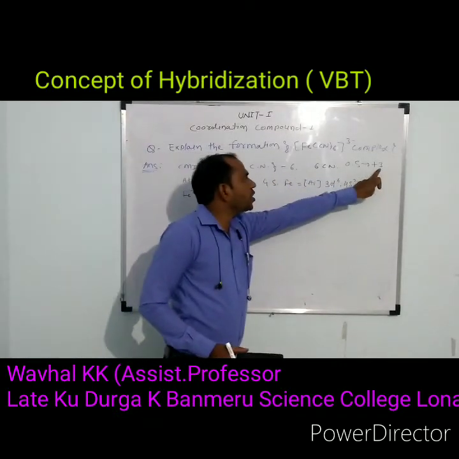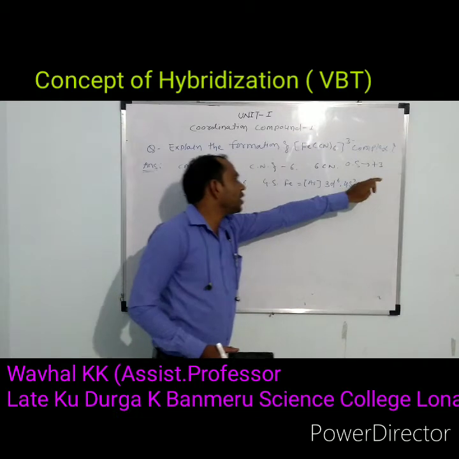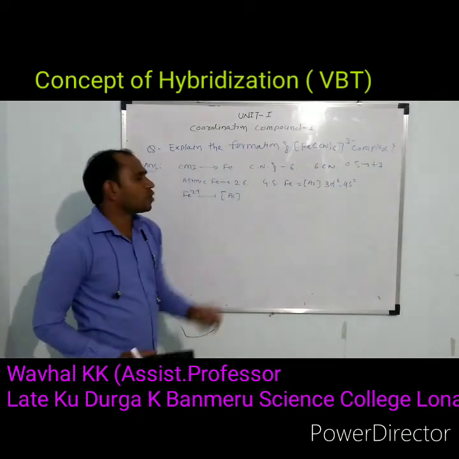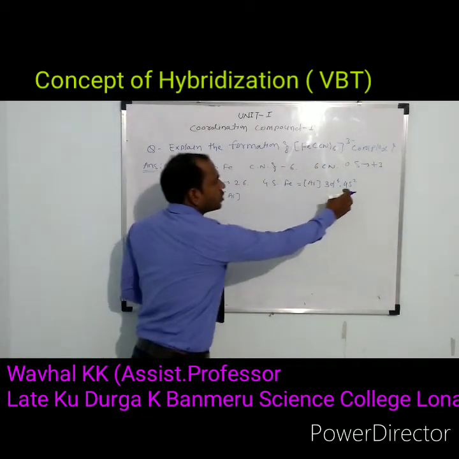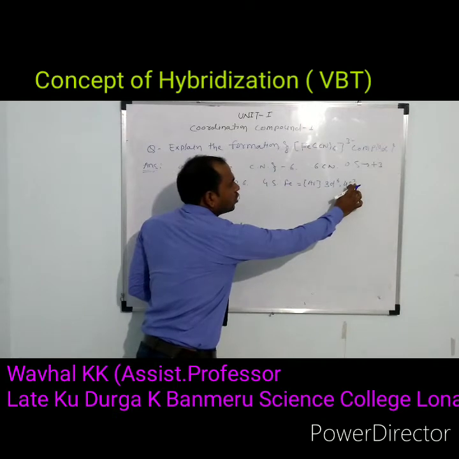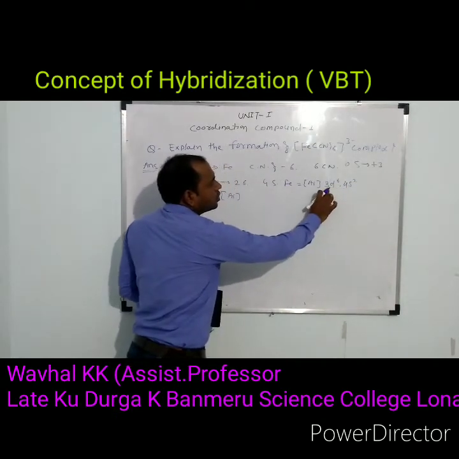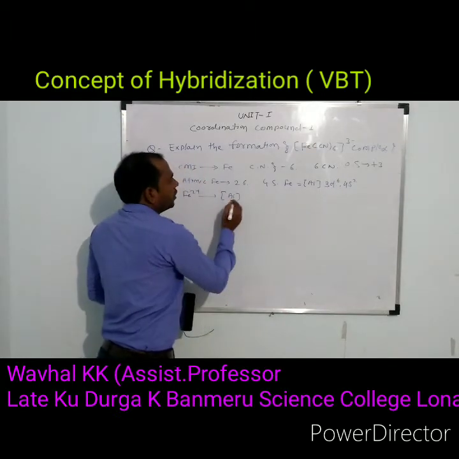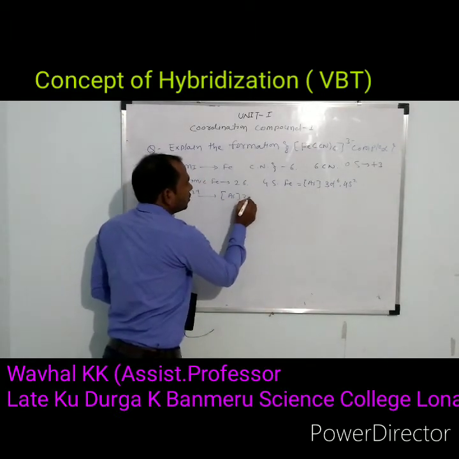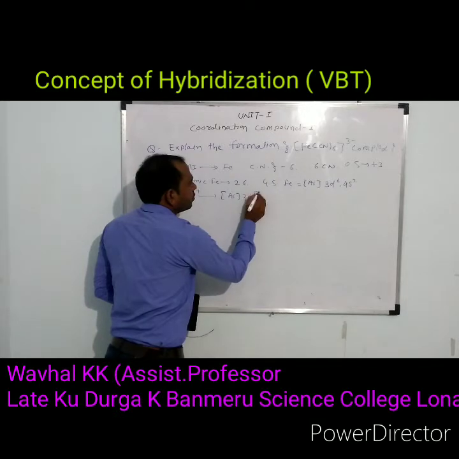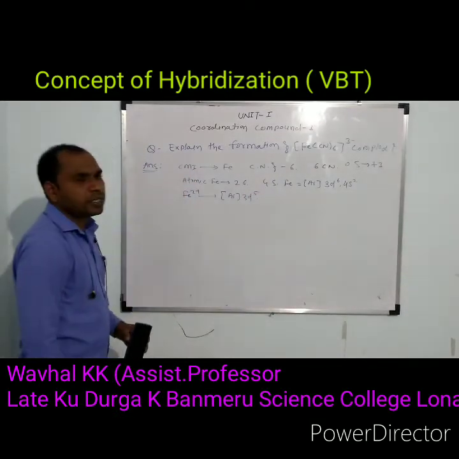The oxidation state of the central metal atom is +3. It means that it loses 3 electrons. When it loses the 3 electrons, the 2 outermost 4s electrons and one electron from the 3d orbital are lost. Hence, the electronic configuration is 3d5.